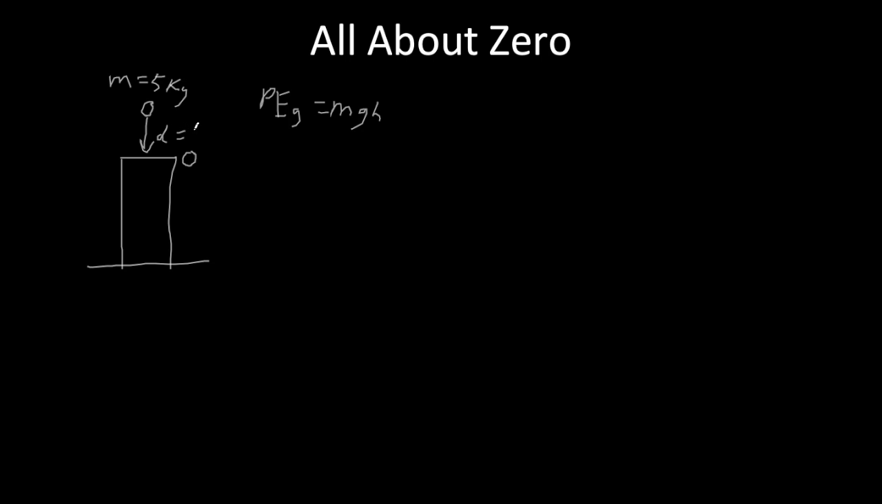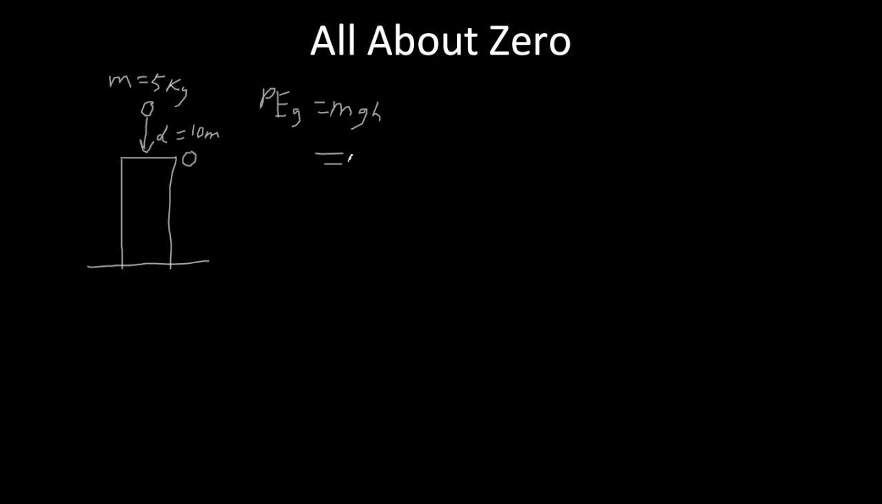Let's take a scenario where you have an object and it's a certain distance, d, from the top of a building. That's the ground. So the easiest way to think about this problem is if we set the top of the building equal to our 0. Now, the formula governing gravitational potential energy is PE_grav equals mass times gravity times height. In this case, let's say this object has a mass of 5 kilograms, and d is 10 meters.